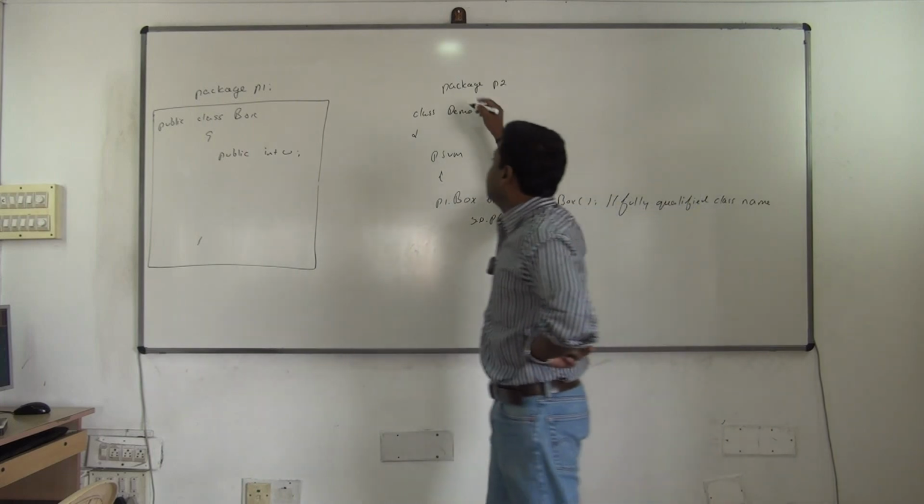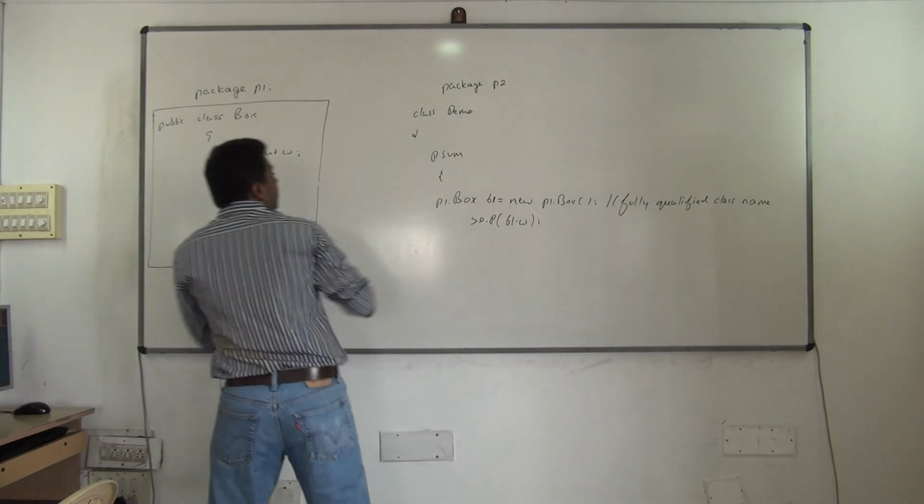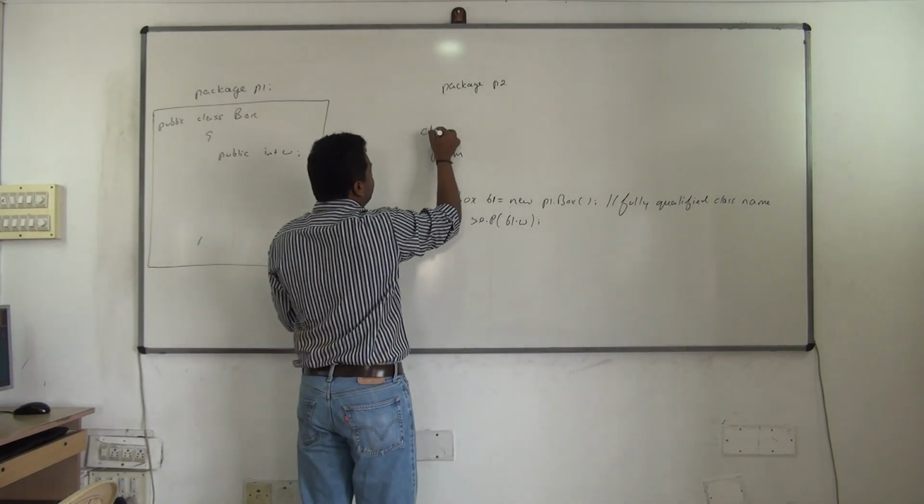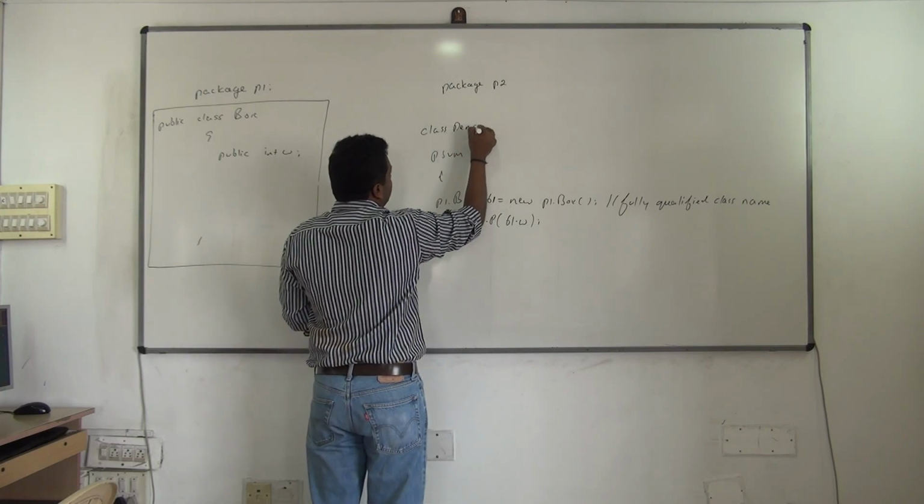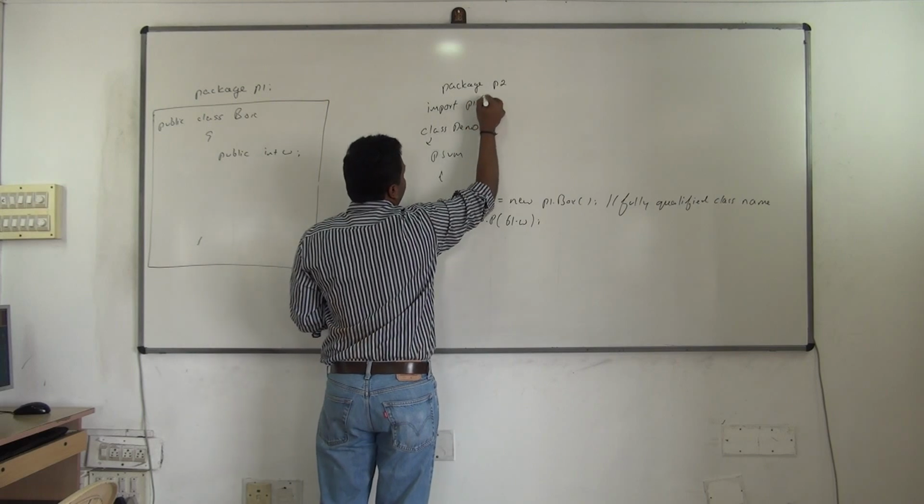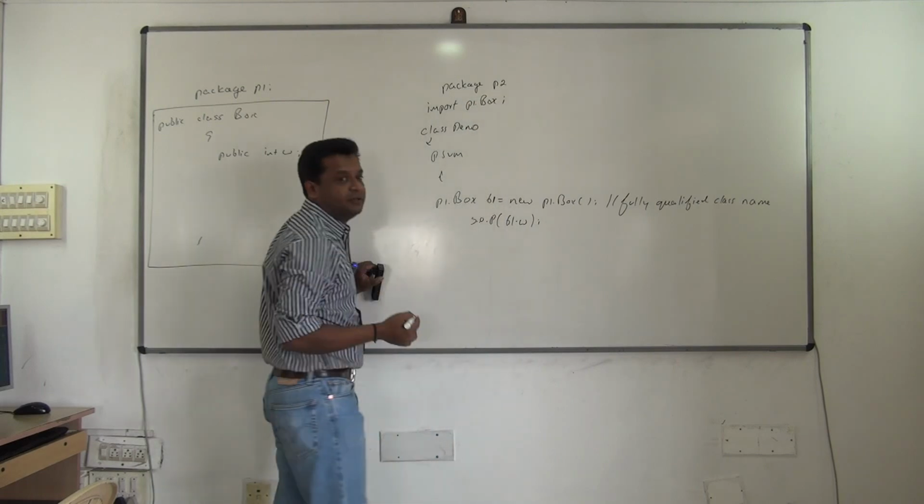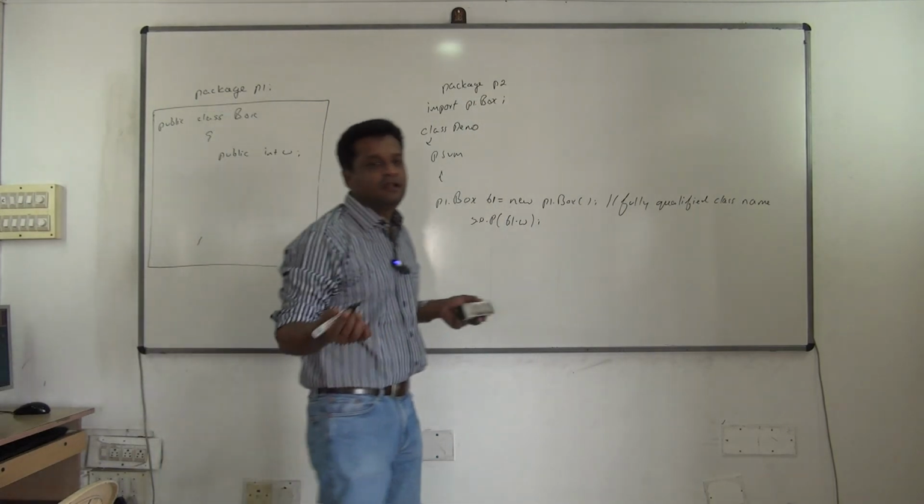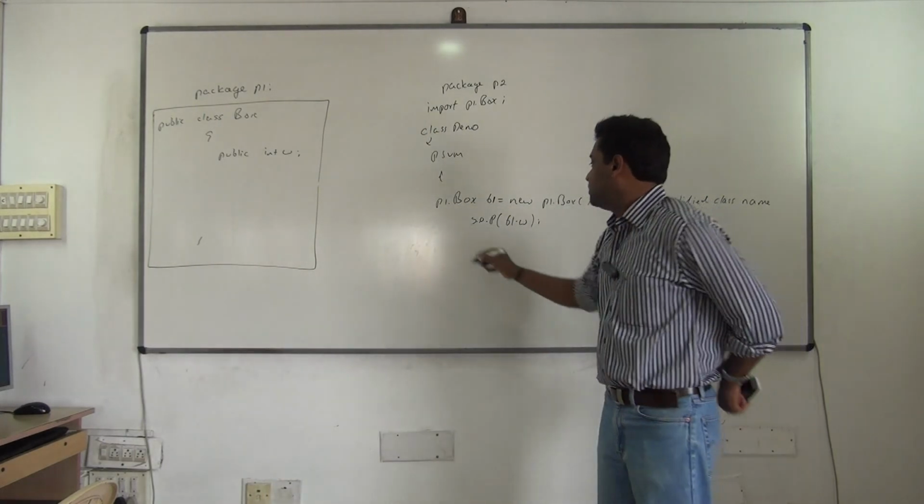So this is one thing. Next, one more thing I want to tell you is, if you do not want to use the fully qualified class name, then you can go with the import keyword. Import p1.Box. This will help you avoid using fully qualified class names. That's it. So this is the simple name now.